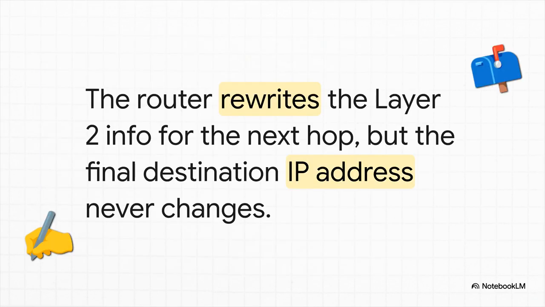Now, this next part is absolutely critical. Once the router picks the next hop, it basically repackages our packet. It strips off the old local delivery info, that's the layer 2 stuff, and puts on a brand new wrapper that's addressed to the next router in the chain. Think of it like the post office taking your package out of one mailbag and putting it into another one destined for the next city. The final destination on the box never ever changes, but the local mailbag does at every single stop.